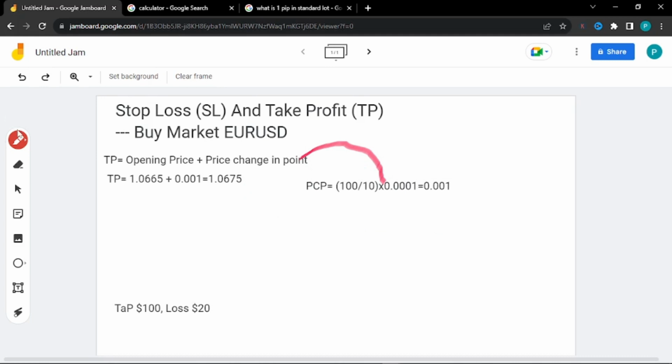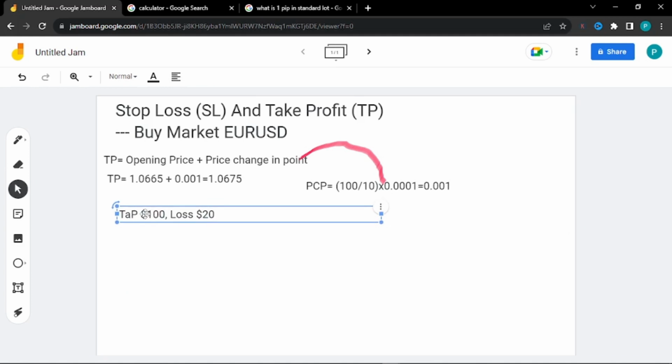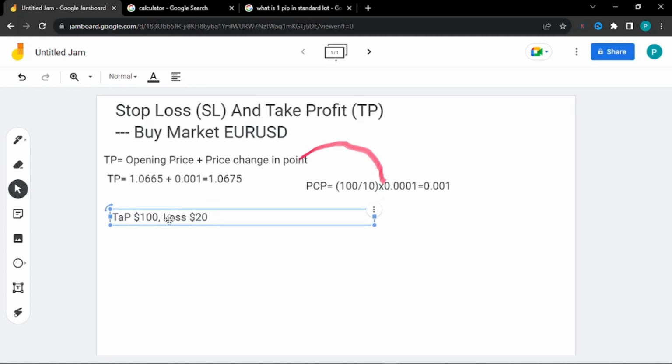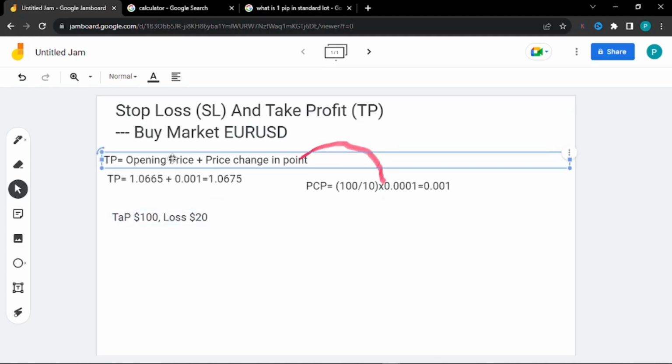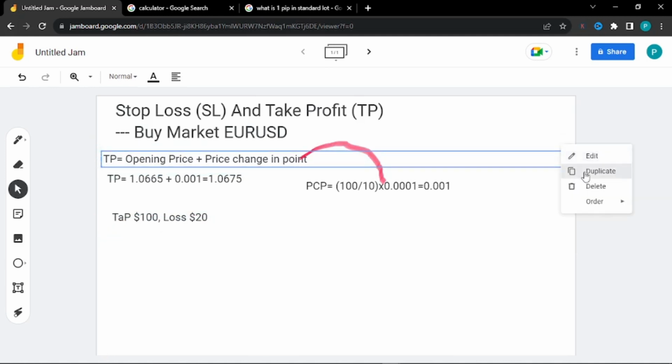So how do you know that you want to lose exactly $100? Because in your account you might have over $100 in it, but then you want to lose exactly $20. How do you know you want to lose exactly $20? This is by calculating your stop loss as well. So just taking this formula again, we're actually going to apply the same formula.